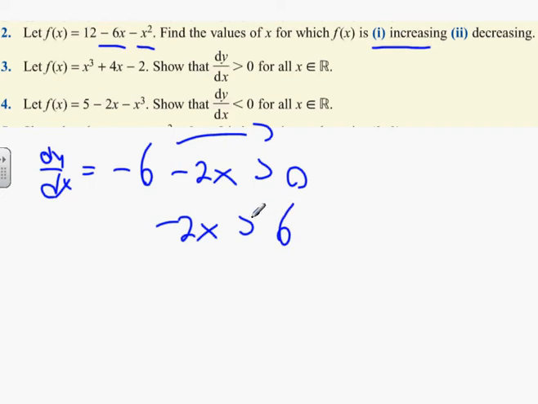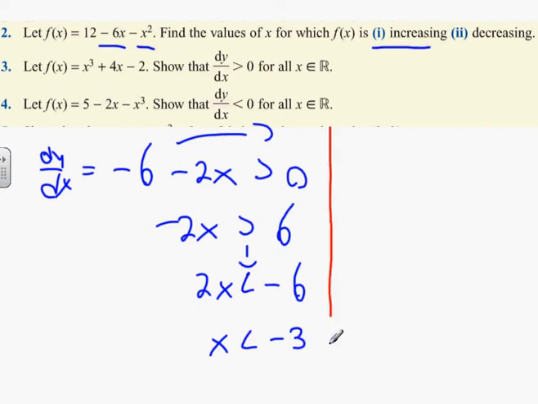We multiply both sides by minus 1, 2x less than minus 6. But when you multiply by minus 1, what has to happen to the inequality sign? Changes around, and then we have x is less than, anybody? Minus 3. Okay, now that is for increasing, which is underlined in blue. This is for decreasing, that's underlined in red.